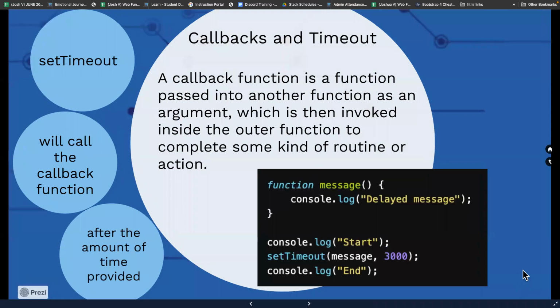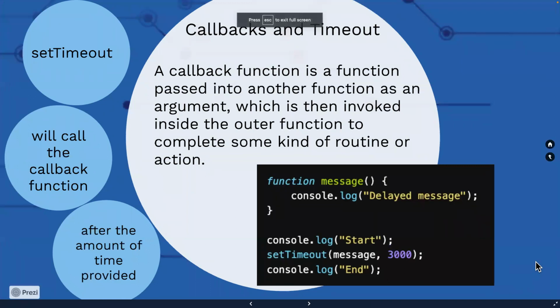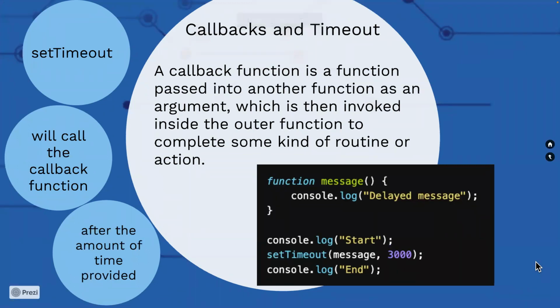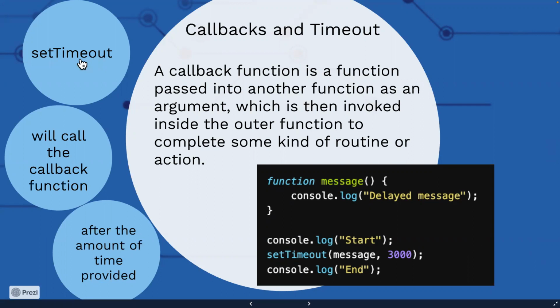What are callback functions? A callback function is a function passed into another function as an argument, which is then invoked inside the outer function to complete some kind of routine or action. Okay, so setTimeout is a callback function. And it's going to call the function after the amount of time provided.